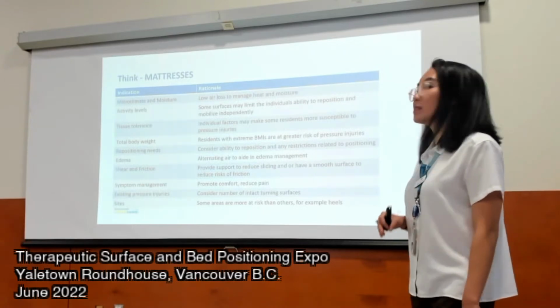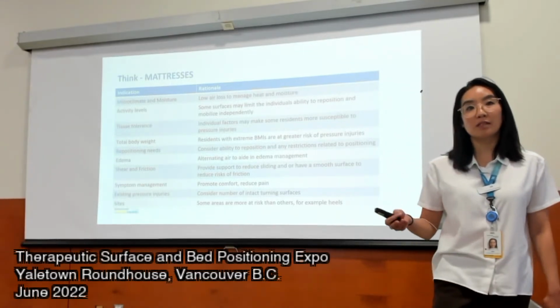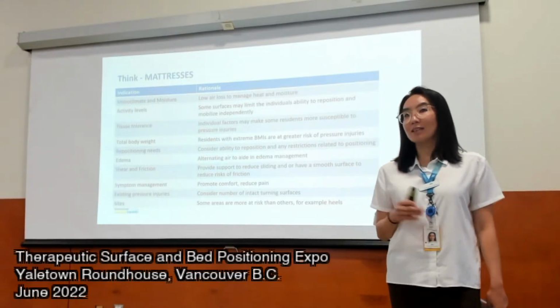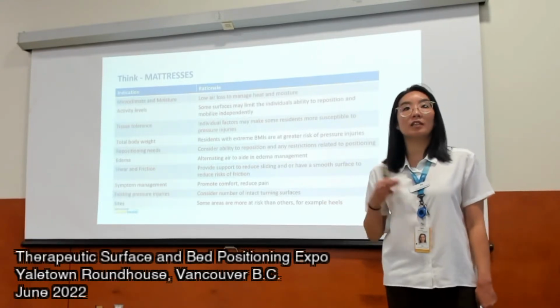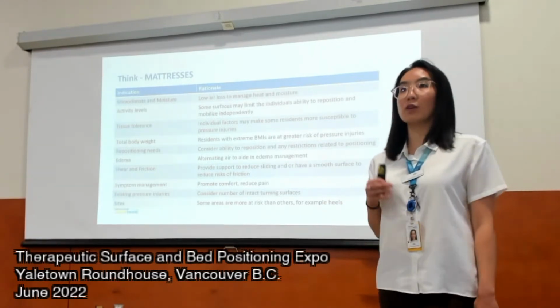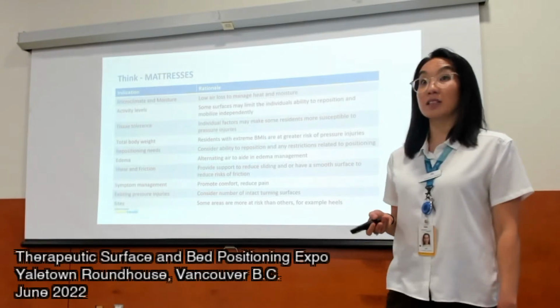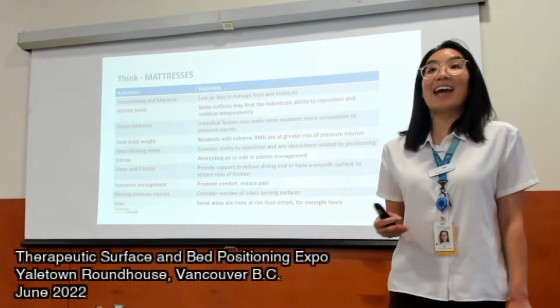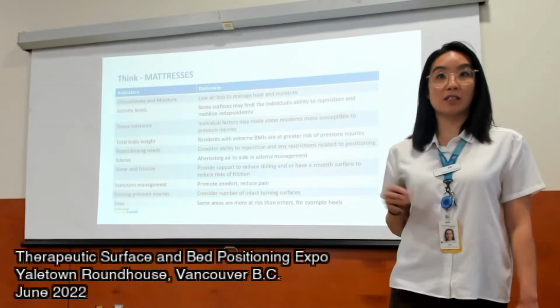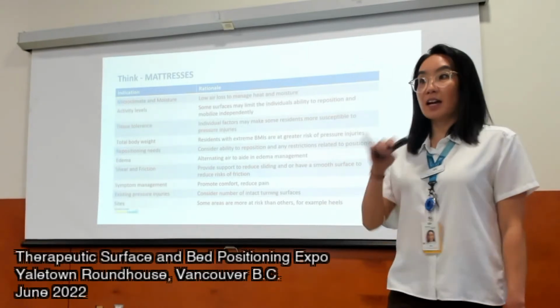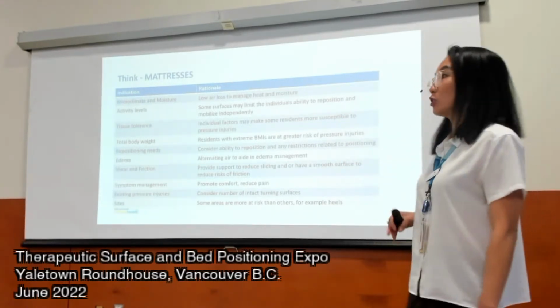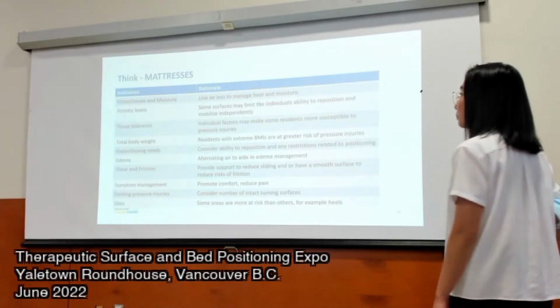Repositioning needs. Consider that resident's ability to reposition, but also any limitations to their ability to reposition. For example, some people might be on a continuous tube feed and they can't go any lower than 30 degrees of the head of the bed for that reason. That's something you might want to consider when you're doing a surface selection.